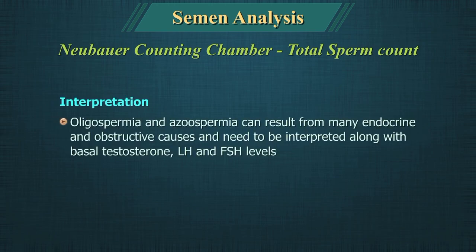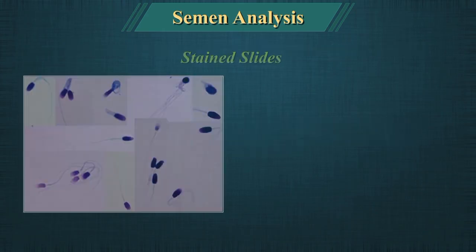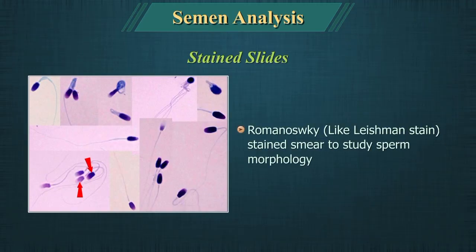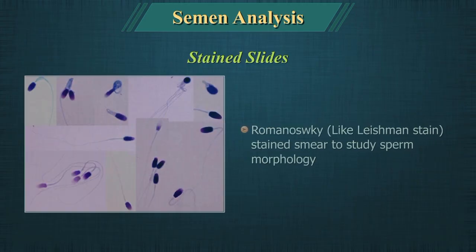Oligospermia and azoospermia can result from many endocrine and obstructive causes, and it needs to be interpreted along with the basal testosterone, luteinizing hormone, and follicle stimulating hormone levels. Stained slides for morphology. Leishman stained smears are used to study sperm morphology.